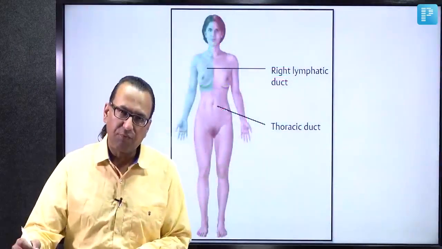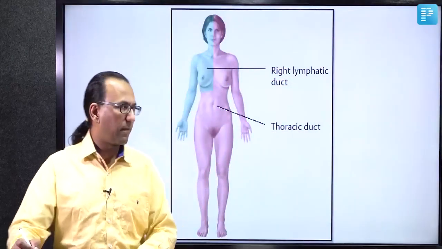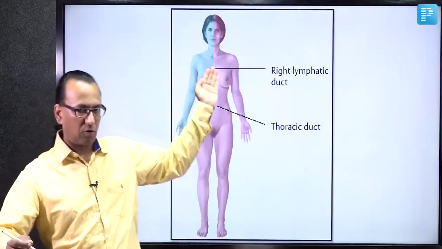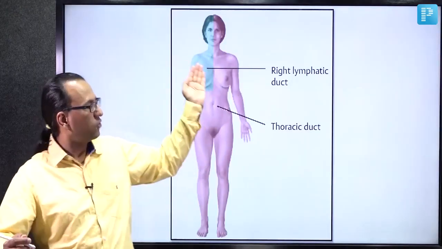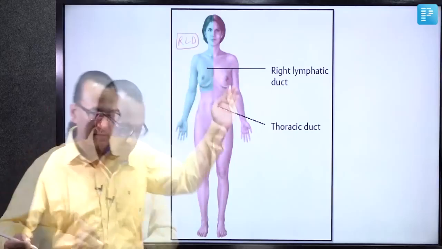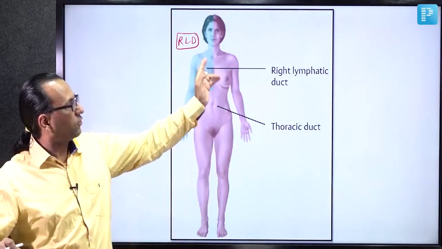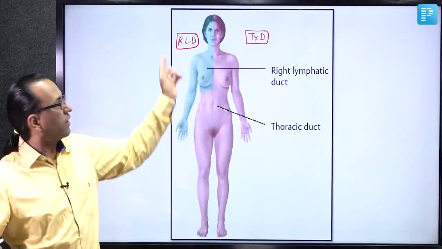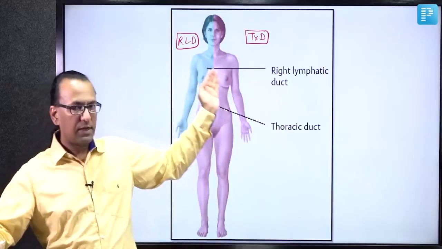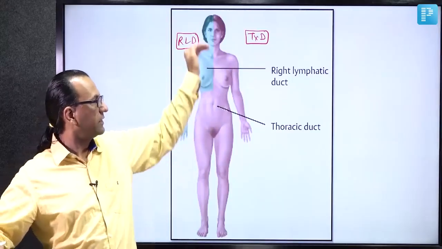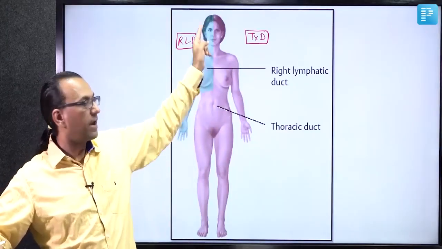When we talk about the lymphatic drainage of the body, we have to remember that there is a right upper quadrant of the body which is going to drain into the right lymphatic duct, whereas the rest of the body will be draining into the thoracic duct. And what do you include in the right upper quadrant of the body? It is the right upper limb, right thorax, and right side of the head and neck region.